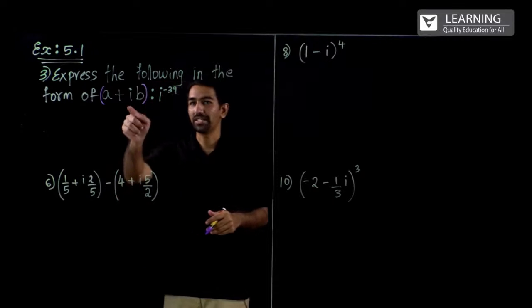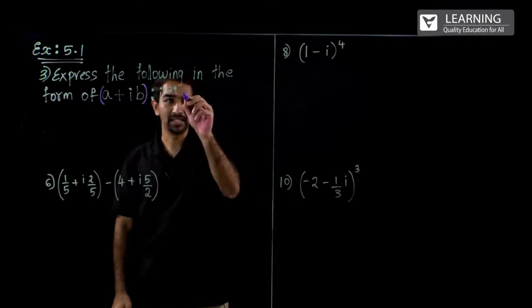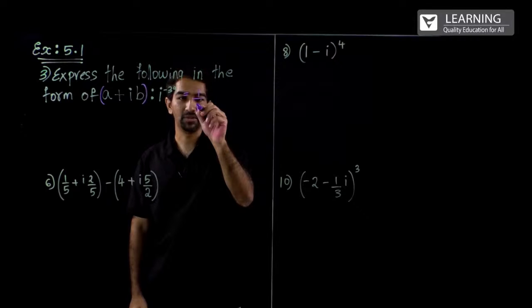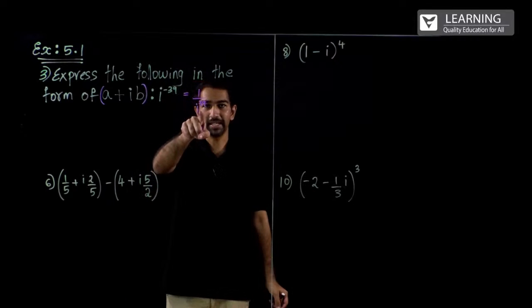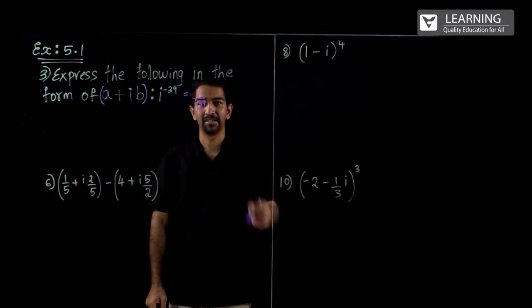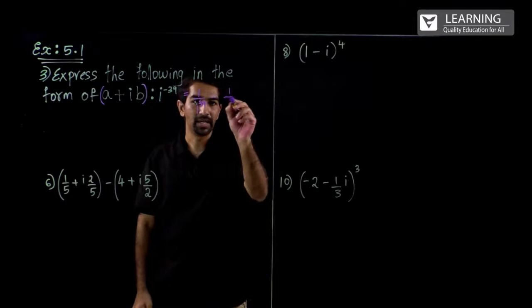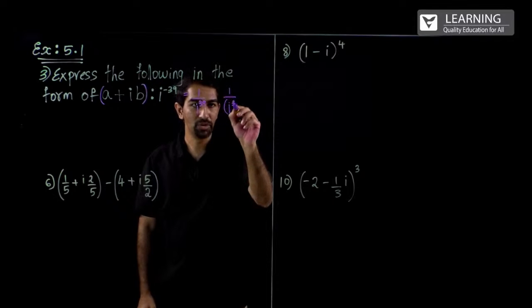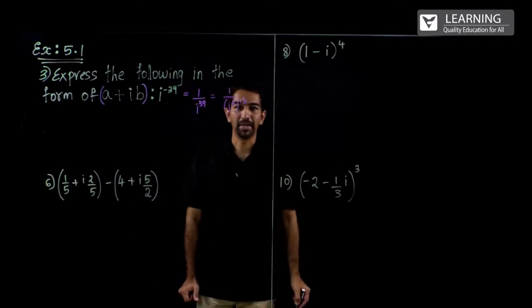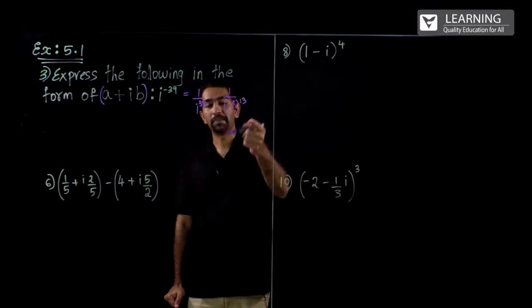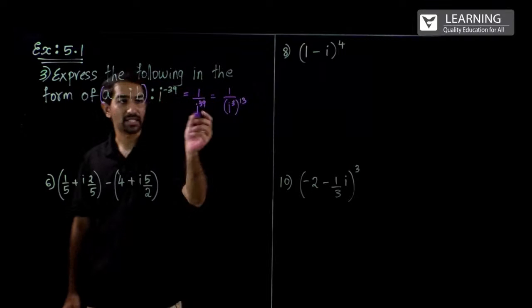So what is given to us? i to the power of minus 39. This can be written as 1 by i to the power of 39, correct? So this 39 can be expressed how? Can we write it like this: 1 by i to the power of 3 whole to the power of 13? Or this can also be written as i to the power of 39.